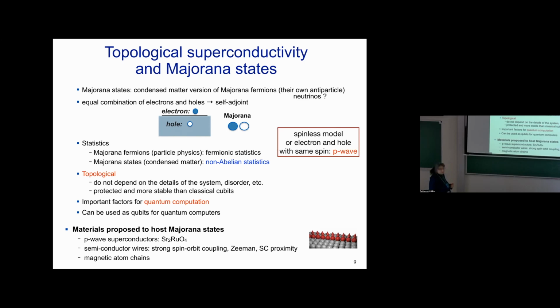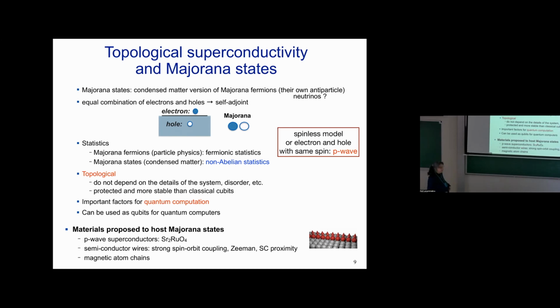And their formation is topological, it does not depend on the details of the system, on disorder, and so they are protected and more stable than classical qubits if I were to use them in a quantum computer. The materials that have been proposed to host Majorana states are P-wave superconductors, though I'm not sure about how P-wave these materials are for now.